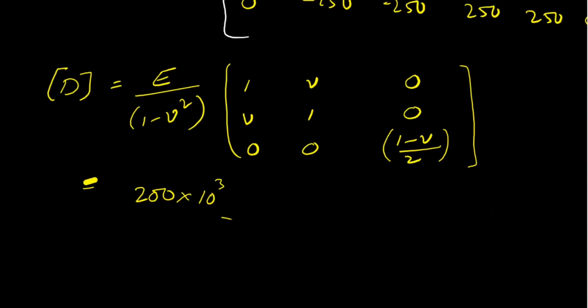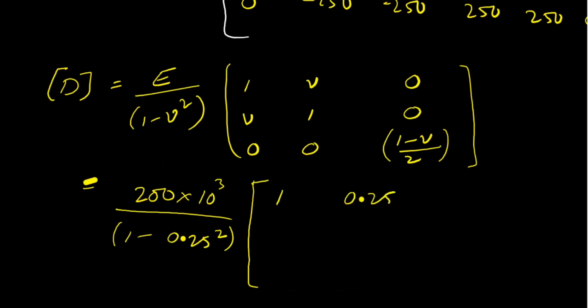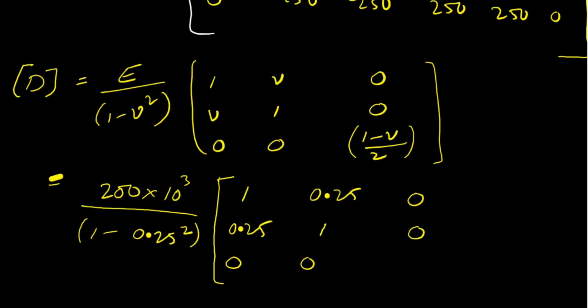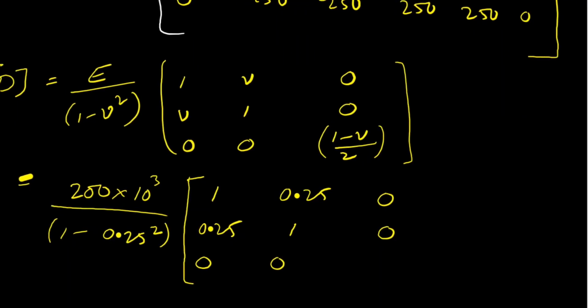Again in the matrix, 1, 0.25, 0, 0.25, 1, 0, then 0, 0, and 1 minus 0.25 by 2. So 1 minus 0.25 by 2 we got as 0.375. This we obtained from this calculation.